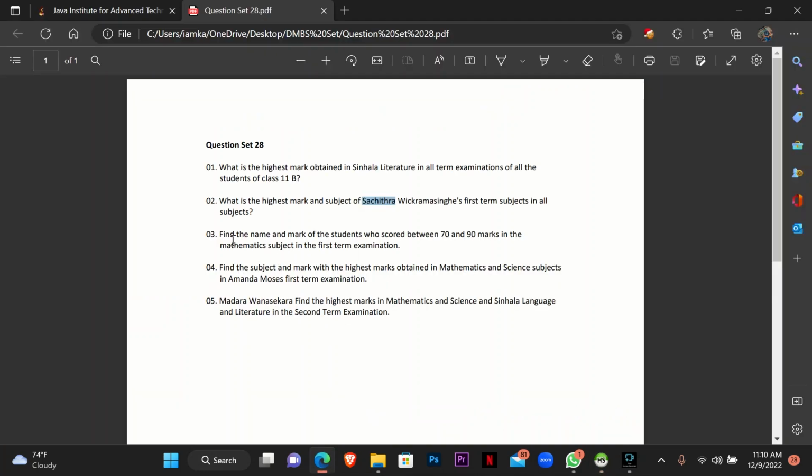Okay, in the third question, they are asking to find the name and the mark of the student who scored between 70 and 90 marks in the mathematics subject in the first term. Now we have to find some details, and here they have given a range between 70 and 90, and the marks should be in mathematics and the term should be first term.